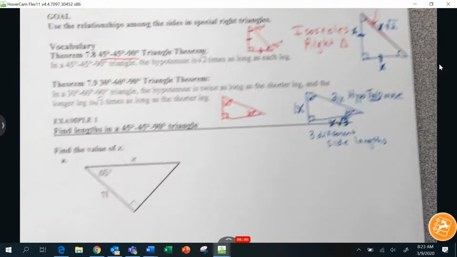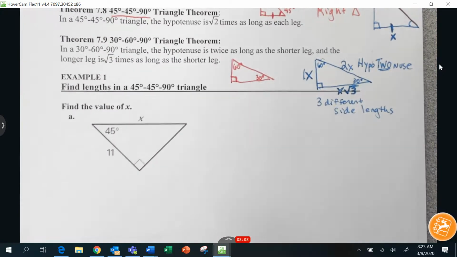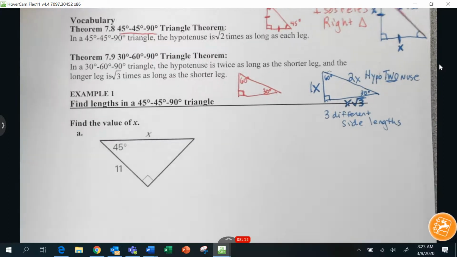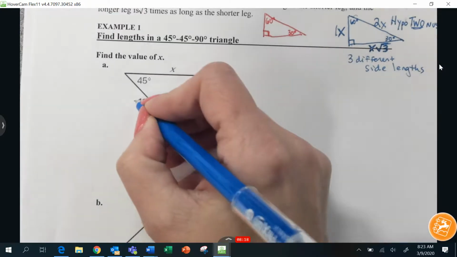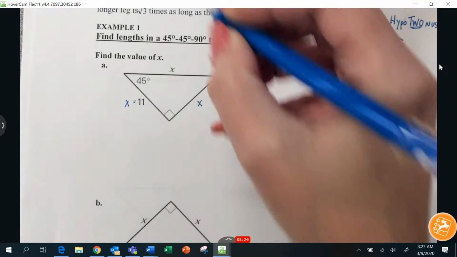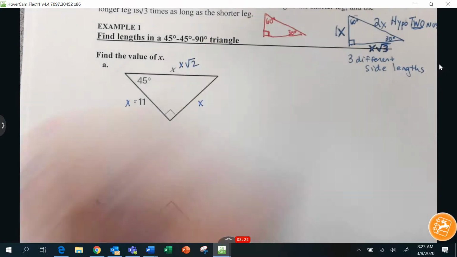We're going to find the value of x. So here we are. What kind of triangle is this? Is it 45, 45, 90, or is it 30, 60, 90? 45, 45, 90. So the rules for 45, 45, 90 are x, x, and then x radical 2.